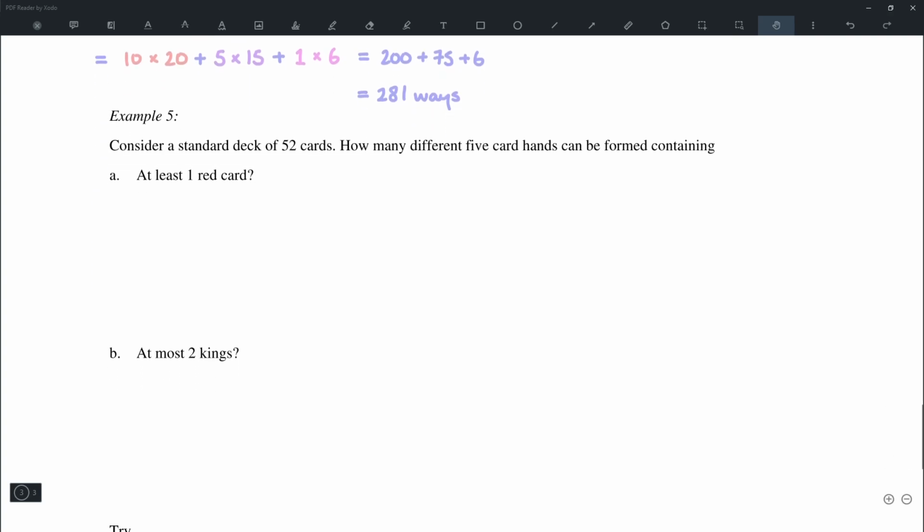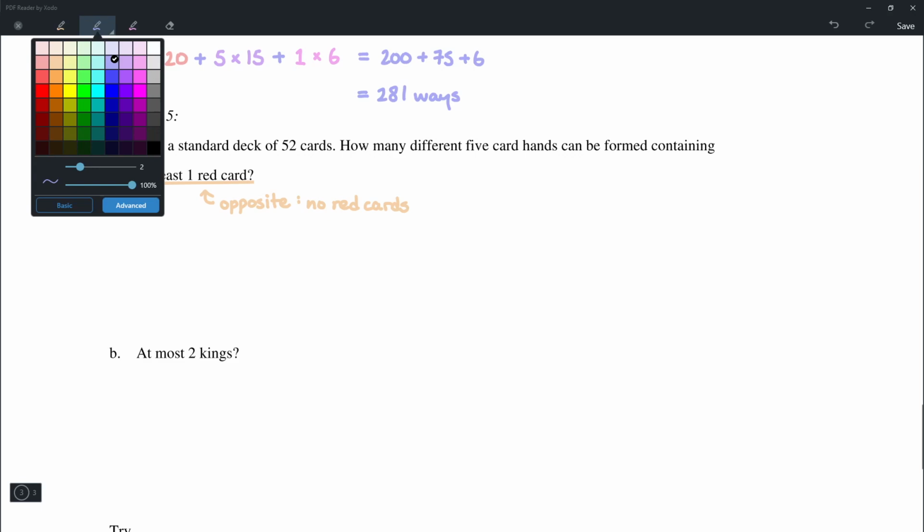Okay, now we're going to go back to the cards once again, but with cases. At least 1 red card here. So for this question, we're going to state the opposite, which is that there are no red cards. And what we're going to do is look at the total possibilities, and then subtract the ones that contain no red cards, which means that the remaining ones must have at least 1 red card. I'm going to go ahead and write that out. So no red cards.